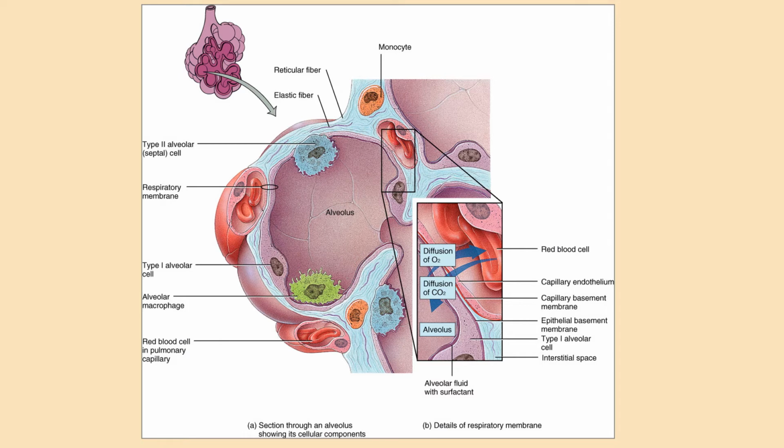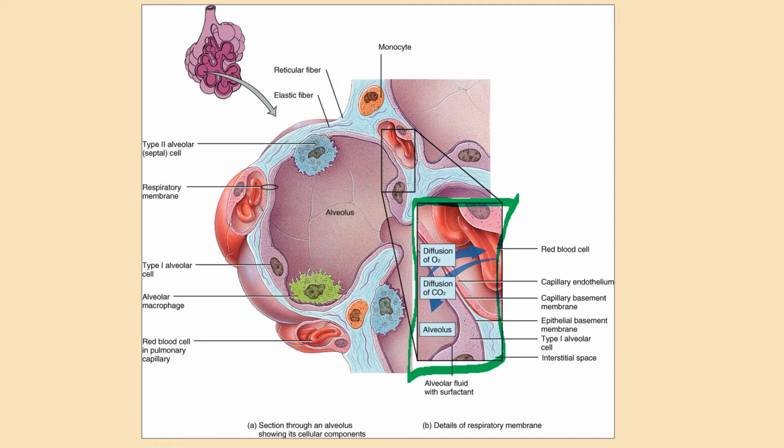So this is an artistic representation. It's similar to the one that we saw two slides previously. I like this one because in this inset, it indicates the directionality of the movement of carbon dioxide and the movement of oxygen. So as blood travels through this pulmonary capillary, oxygen is going to leave the alveolus and move into the blood, and carbon dioxide is going to move out of the blood and into the alveolus.